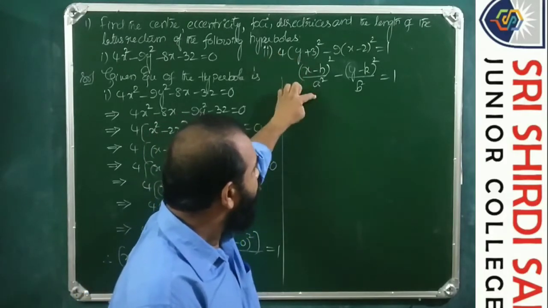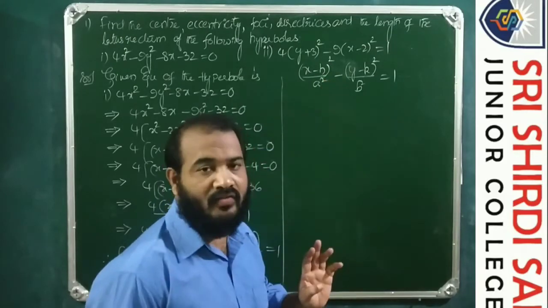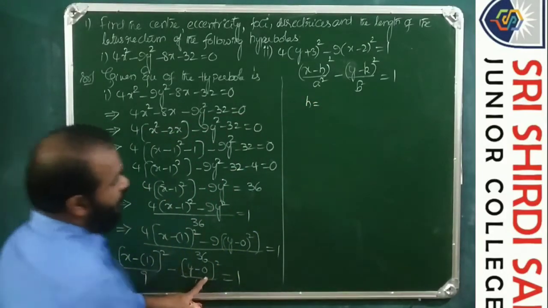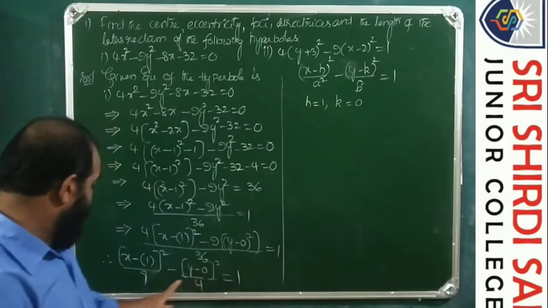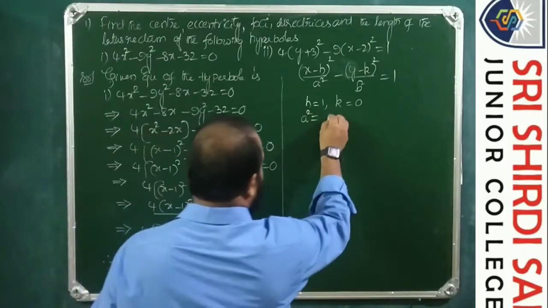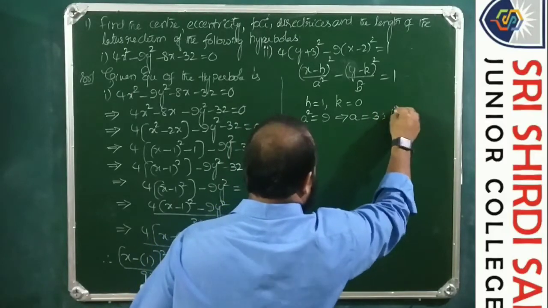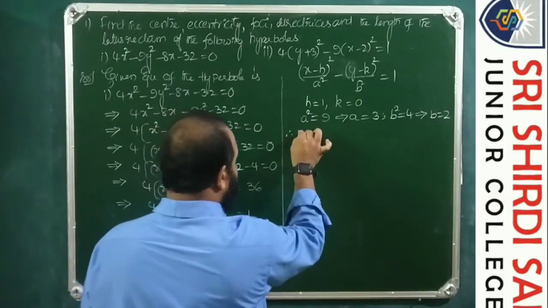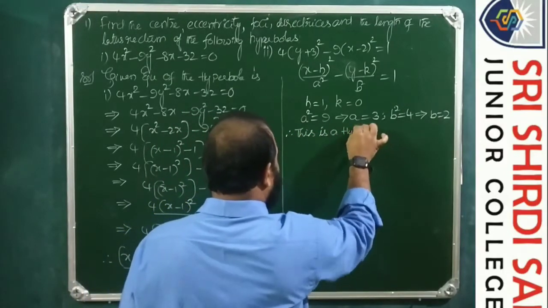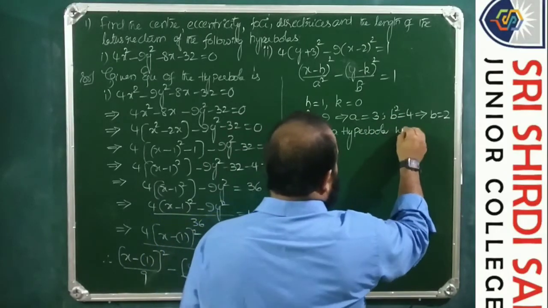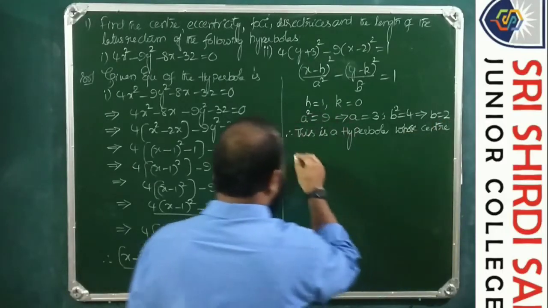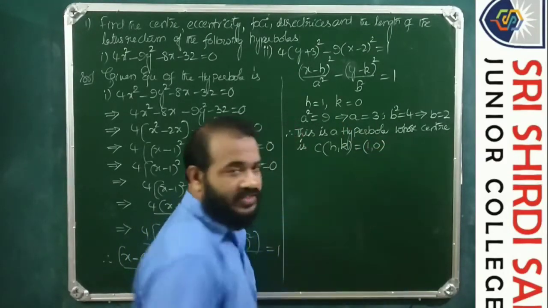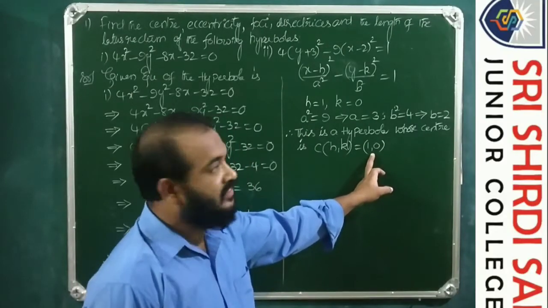Conjugate hyperbola is y minus k whole square by b square minus x minus h whole square by a square equals 1. So here h is equal to 1, k is equal to 0, and a square is equal to 9. From this a is equal to 3, b square is equal to 4. From this b is equal to 2. Therefore, this is a hyperbola whose center is C(h, k) equals (1, 0), which is obviously not at the origin, not a standard form of the hyperbola.